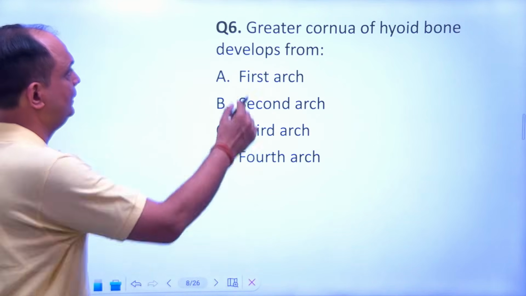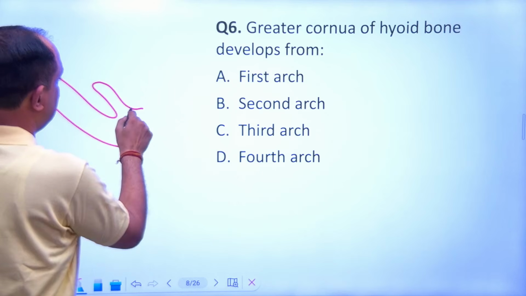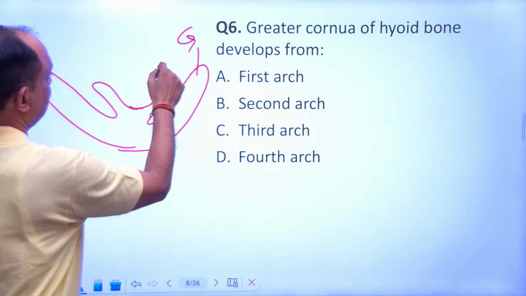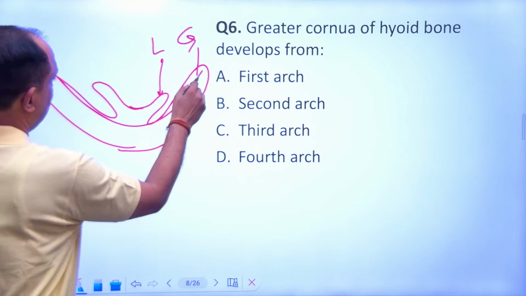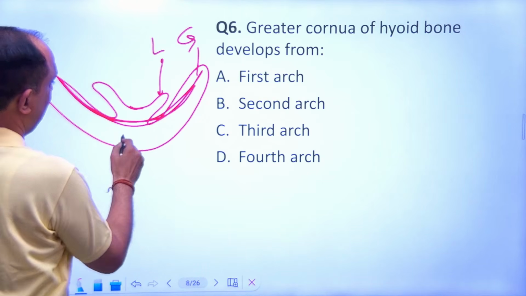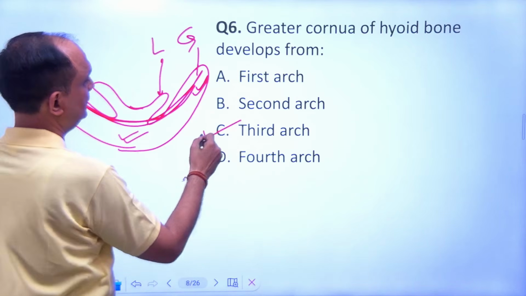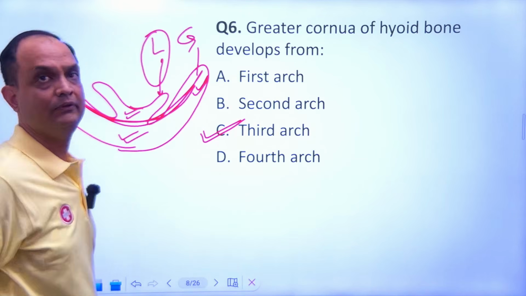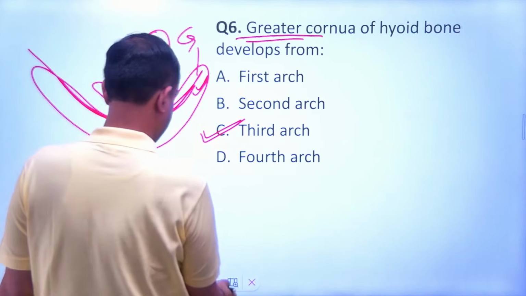Next question, the greater cornu of hyoid bone develops from first arch, second arch, third arch, fourth arch. Now when you have the hyoid bone, you know that this is the shape of hyoid bone. This is the greater cornu, this is the lesser cornu, and if you divide this into two parts, the lower half of the body and greater cornu develops from the third arch, while the lesser cornu and the upper half of body develops from the second arch. So this is greater cornu, so answer is C.